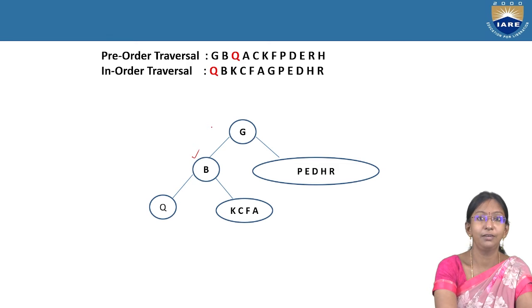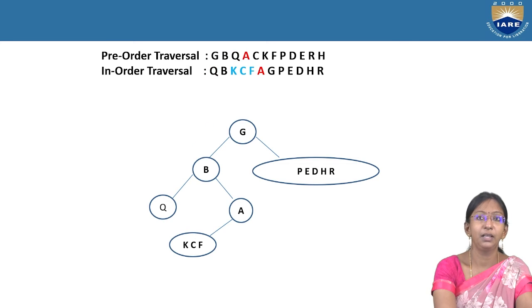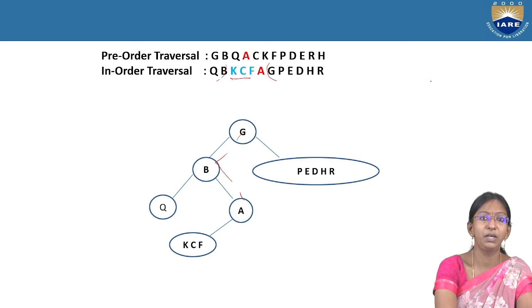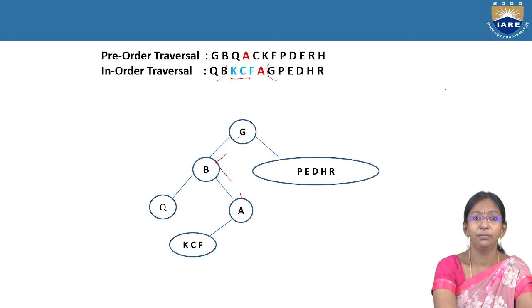So, Q is a leaf node. Similarly, A. Left of A is KCF. B is the parent of A, so do not touch it. Coming to the right of A is G, which is its grandparent. A's grandparent is G, so do not touch it. If the relation is already built, do not touch it. If the relation is not built, then make them.